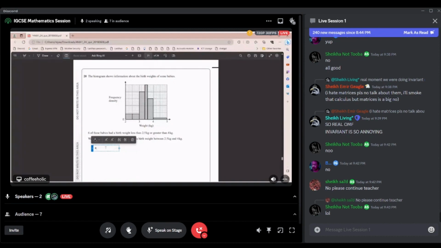You need to work out the number of squares which represent the six babies, right? So you do 4 times 5 plus 1 times 10, which is 30 squares for 6 babies. So you'd work out how many squares are needed to represent just one. You'd do 30 divided by 6, which is 5.